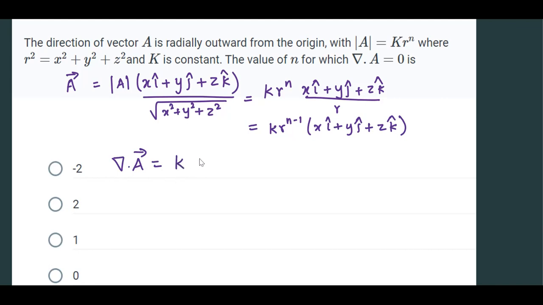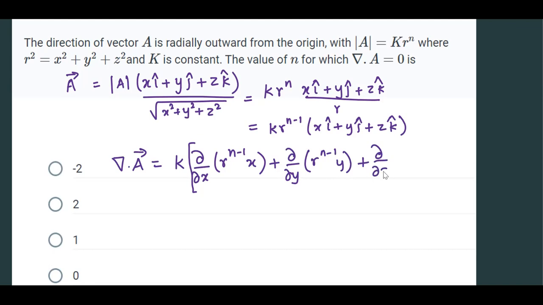That means k is a constant and comes out: ∂/∂x of r^(n-1) times x, plus ∂/∂y of r^(n-1) times y, plus ∂/∂z of r^(n-1) times z should be equal to 0. If this is equal to 0, then we have to find that value of n.